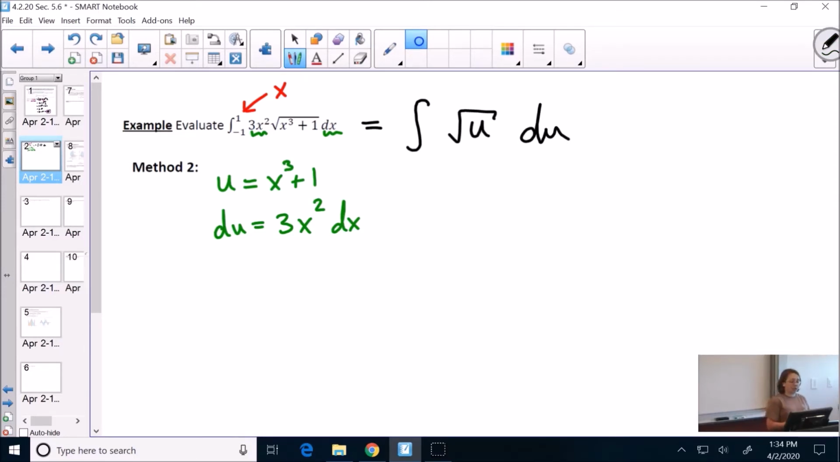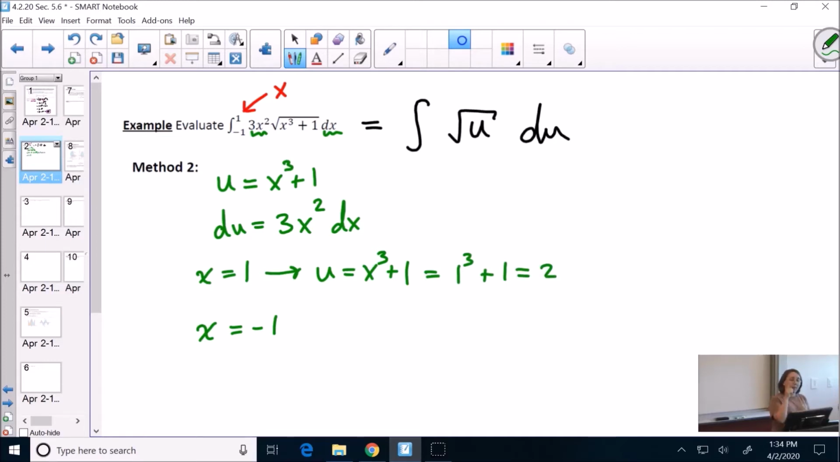But now we got to change our limits of integration. So originally we integrated from x equals -1 to x equals +1. We had to change these to the corresponding U values. So the corresponding U value, we just use our formula for U. We need to cube the x and add 1. So 1 cubed plus 1, that's going to be 1 plus 1 is 2.